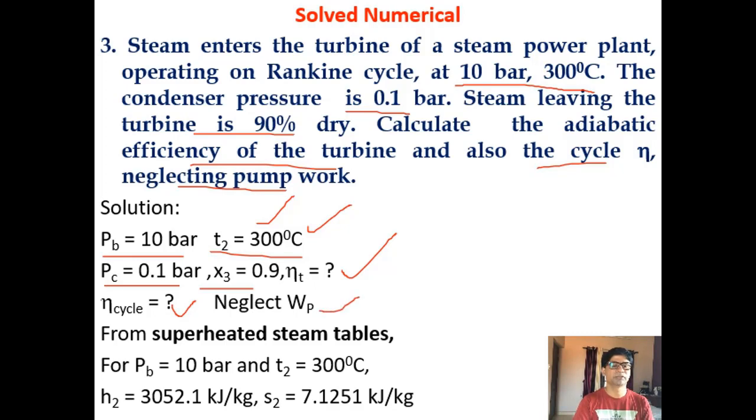First, let us find the enthalpy at point 2, the entry point of the turbine, that is h2, and also the entropy at point 2. How do you find that? Since you already know that the steam at the entry to the turbine, at 10 bar and 300 degrees Celsius, is superheated, you have to go to the superheated steam tables. So let me open the table.